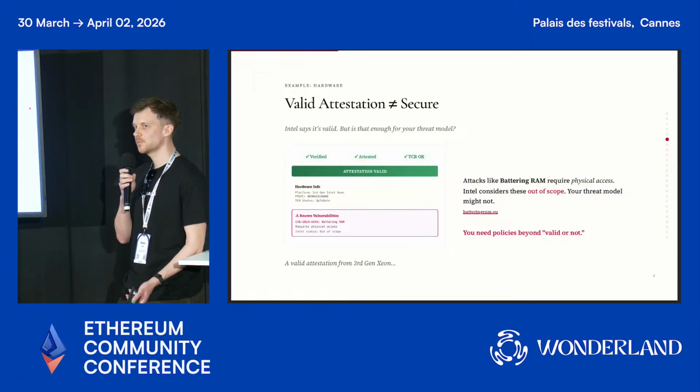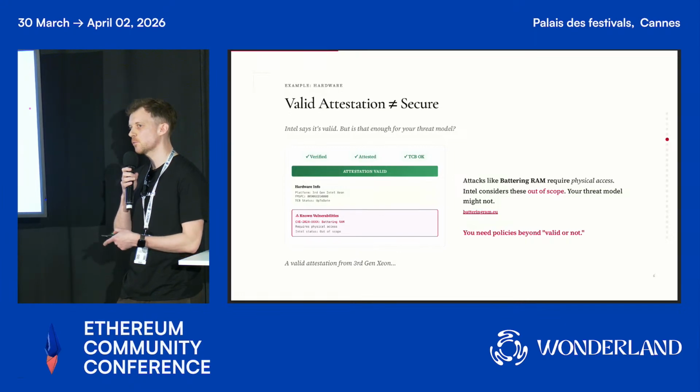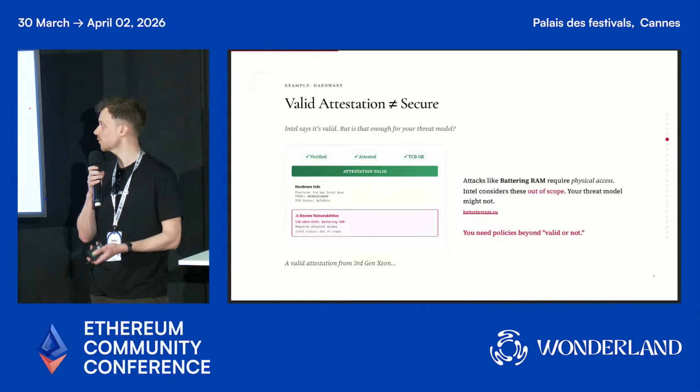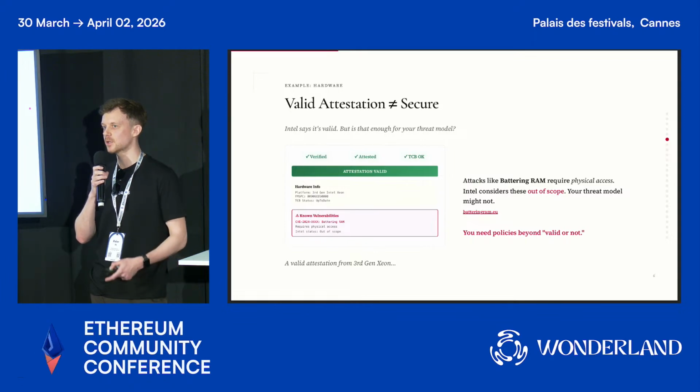So what this shows us is that we need actual policies on these attestations that go beyond just whether the hardware provider says this is trusted or not, because your threat model might also want to involve the requirement of physical presence as a part of your trust model.